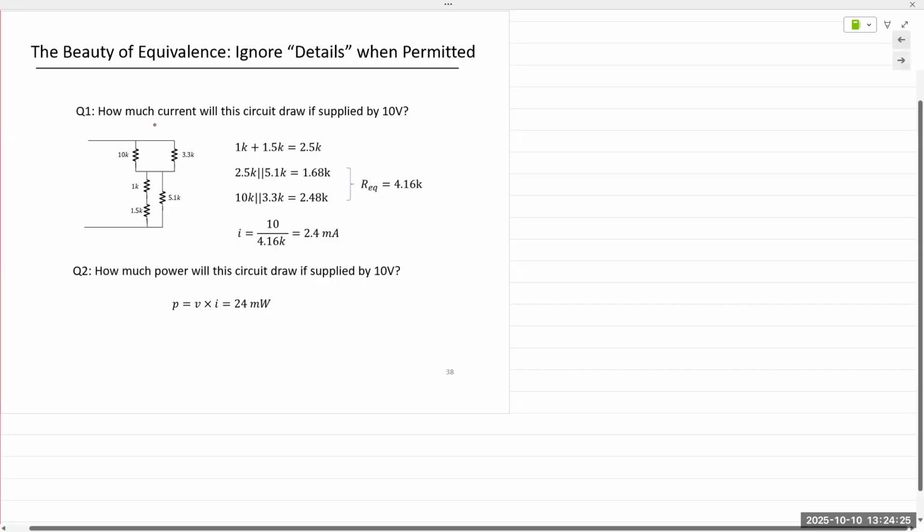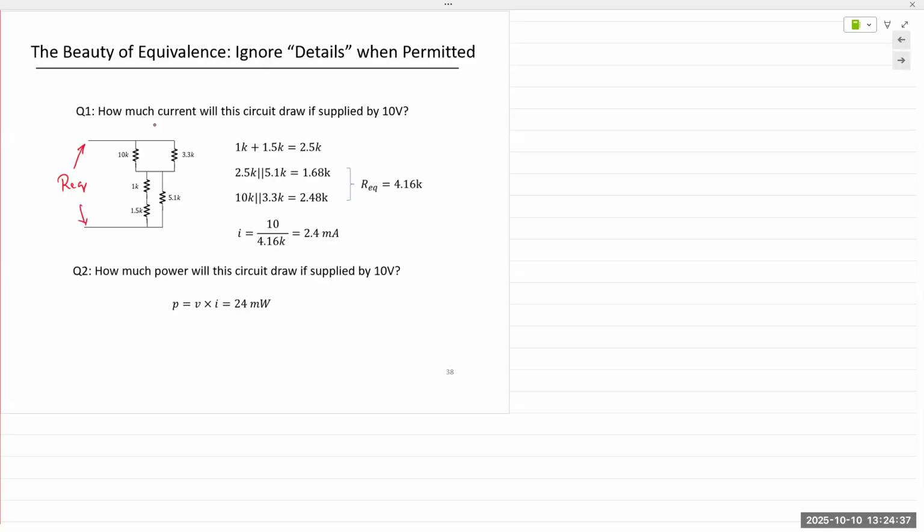So in this circuit, in this example, you just want to see REQ between these pairs of terminals. So if you're trying to reduce a circuit down to one single REQ, we always want to arrange everything either in series or in parallel, and then start reducing the circuit branches. So the first thing we can reduce are these two resistors in parallel and these two resistors in series.